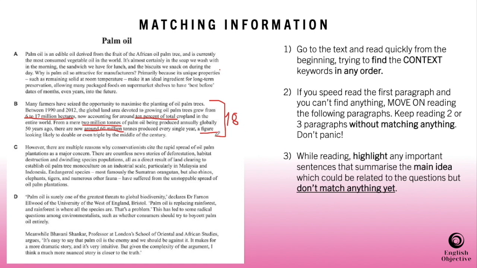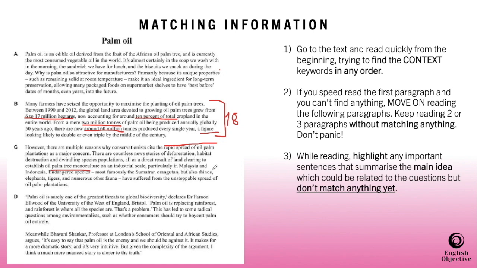So let's continue with C. Read fast. However, there are multiple reasons why conversations about palm oil. Okay, so rapid spread of palm plantations. Countless new stories of deforestation, habitat destruction, dwindling species and populations, clearing to establish monoculture in Malaysia, Indonesia, endangered species, so something about species, most famously the orangutan, rhinos, elephants, tigers, other fauna. Okay, so they're actually giving me endangered species. So that I remember was a context keyword from one of the questions.